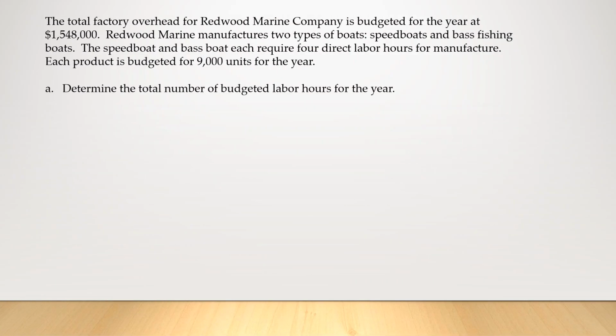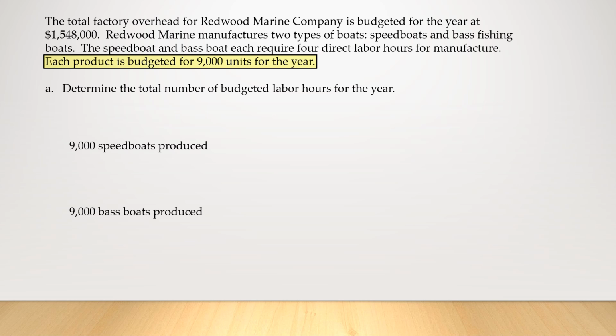Starting with letter A, how do we determine the total number of budgeted labor hours for the year? We know we anticipate producing 9,000 units of each product. This means we anticipate manufacturing 9,000 speedboats and 9,000 bass boats. How many labor hours will be required for these 18,000 boats?